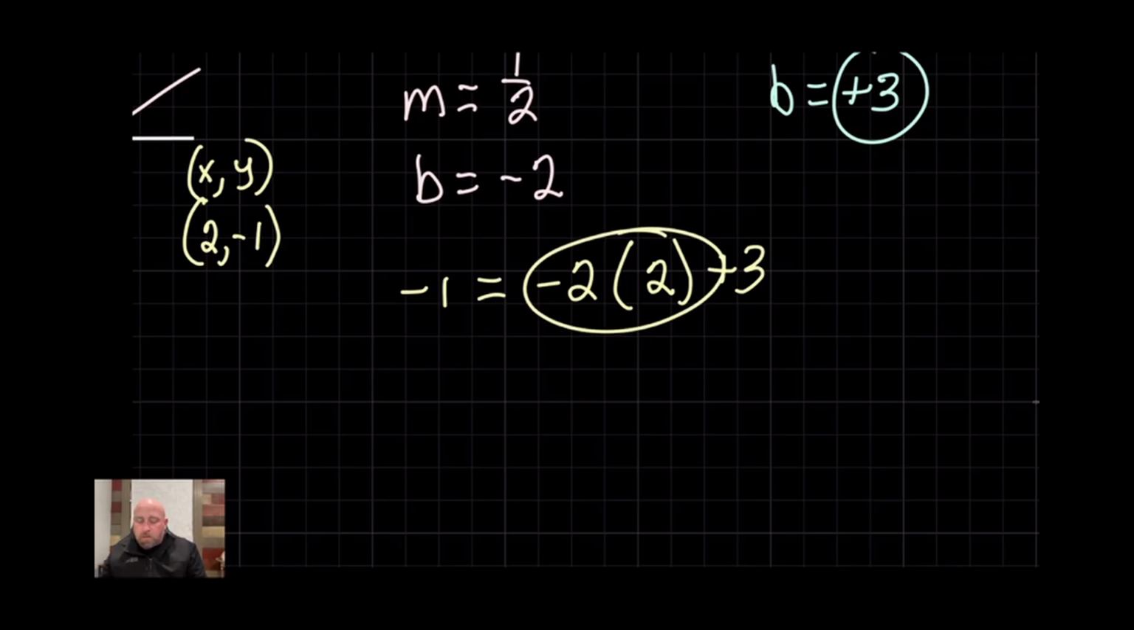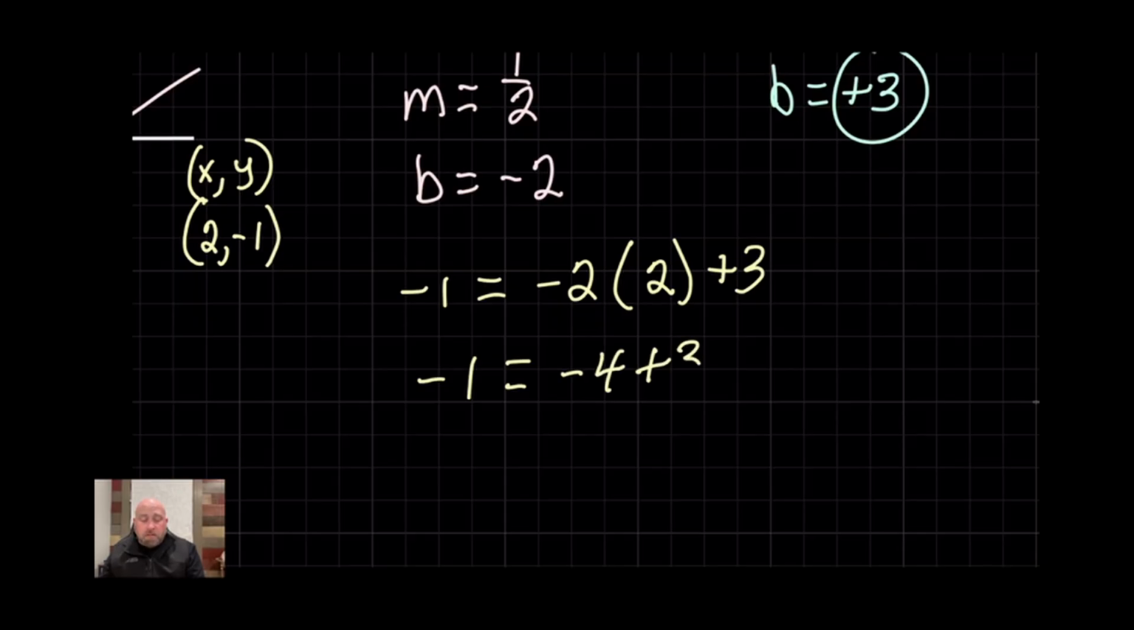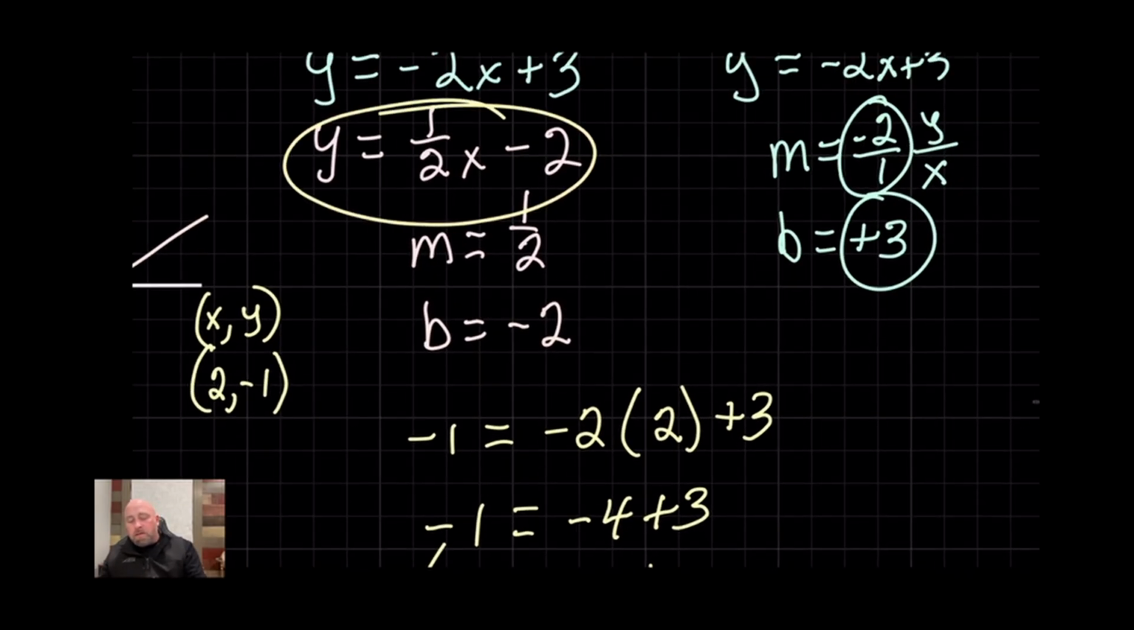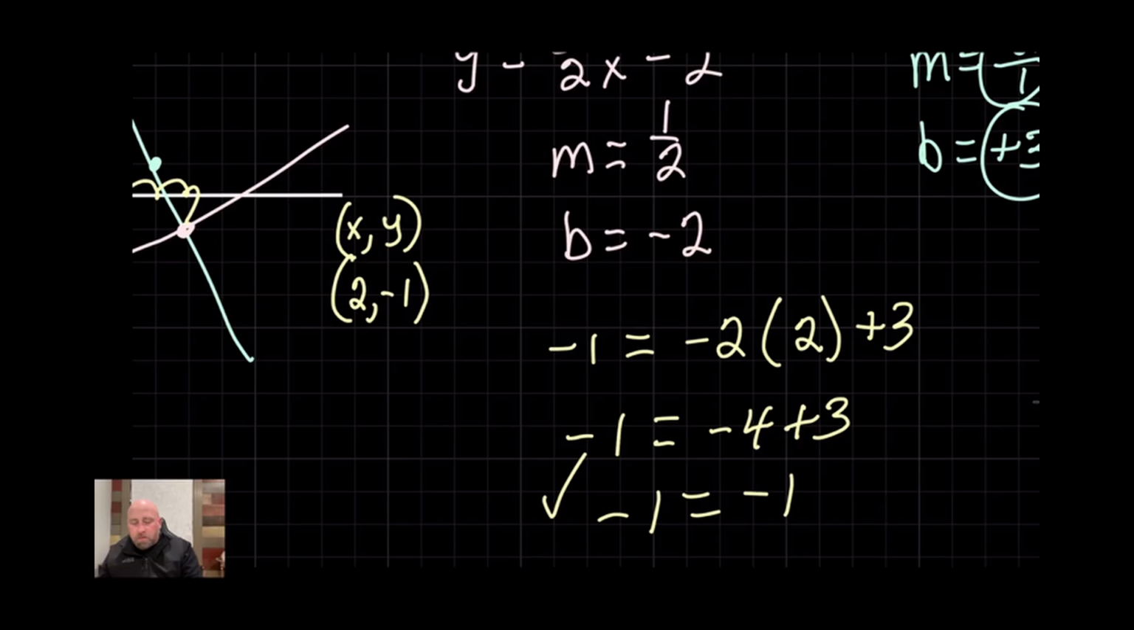So if we do our order of operations, -1 equals, if we have this multiplication problem, that's -2 times 2 is -4, plus 3, -1 equals -1. This one checks. So now we want to do the same thing with this second equation, the second line, this pink line. And so we'll do the same thing. I'll do it right over here. We'll do -1 equals 1/2 x, which is 2, minus 2.